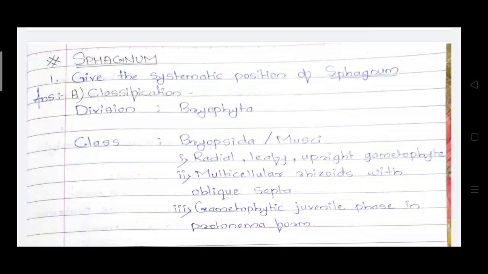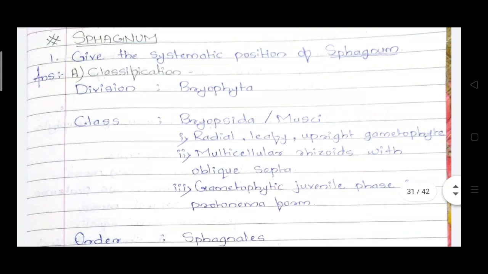Hello students. Today we start the third genus in your bryophyte unit, that is Sphagnum. We have already finished Marchantia and Pellia. So let's start with Sphagnum. The systematic position of Sphagnum: first of all, we discuss the classification of Sphagnum.